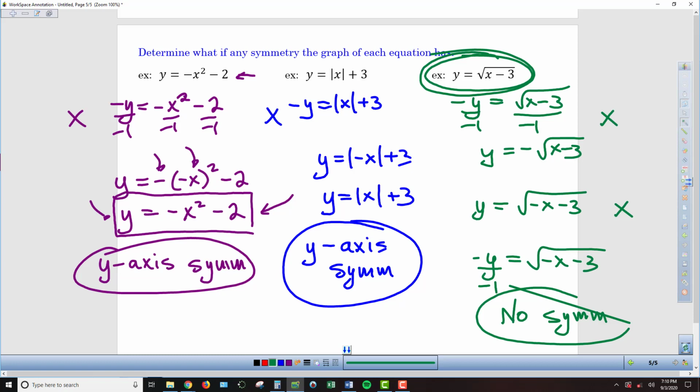So, as we can see, we don't always have symmetry in our graphs. It's only sometimes. The way we can test for it is either to use these algebraic tests, or of course, if we're familiar with what the graph looks like, that too can be useful for us in determining what type of symmetry a particular equation is going to have.